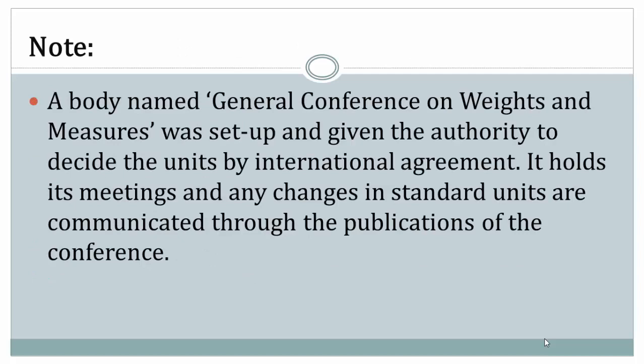A body named General Conference on Weights and Measures was set up and given authority to decide the units by international agreement. This body holds meetings and any changes in standard units are communicated through the publications of the conference. This body sets a defined system of units.